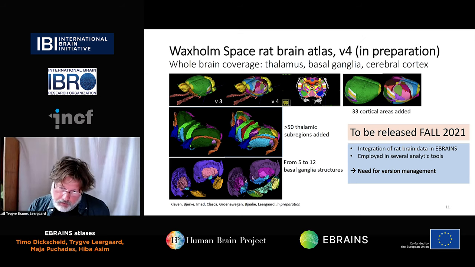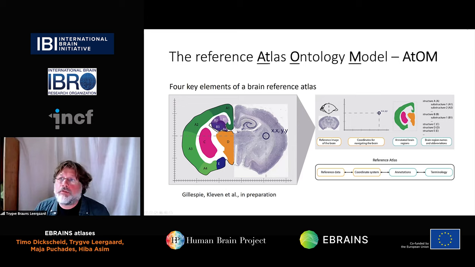What we also discovered is that having several versions of an atlas, we need to have a version management. And to do this, we also developed an atlas ontology model, decomposing an atlas into four key elements, which are the reference images that we use, the coordinate system that you use, the delineations, the anatomical annotations, and the taxonomy or the nomenclature, as Timo also mentioned earlier, stating the brain regions names, abbreviations, and the hierarchical organization of these names. And this reference atlas ontology model can be used also to facilitate correct and specific reference to different versions, but also to see how data from different atlas versions can be combined and integrated.